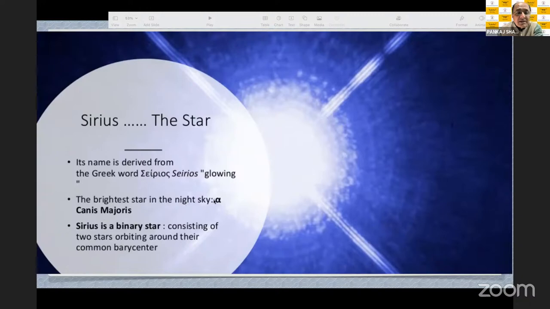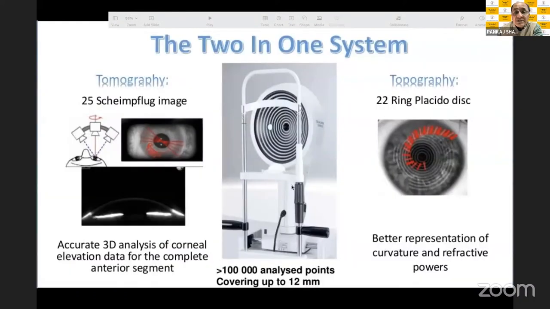It is the brightest star in the night sky, and it is a binary star. It's two stars orbiting around a common barycenter. So it has got two things. It has got the Scheimpflug camera also. It has got Placido disc also. It has got 22 rings of Placidos and a Scheimpflug camera.